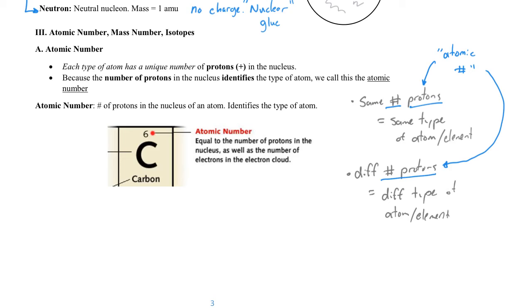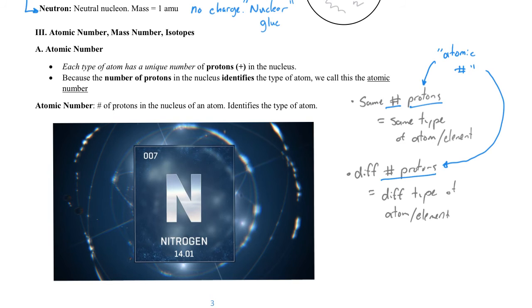So for example, carbon has an atomic number of 6. That means a carbon atom will have 6 protons. Now, if there's another atom, and it has 6 protons, it's also a type of carbon atom. However, if we have something that has 7 protons, it's not carbon.